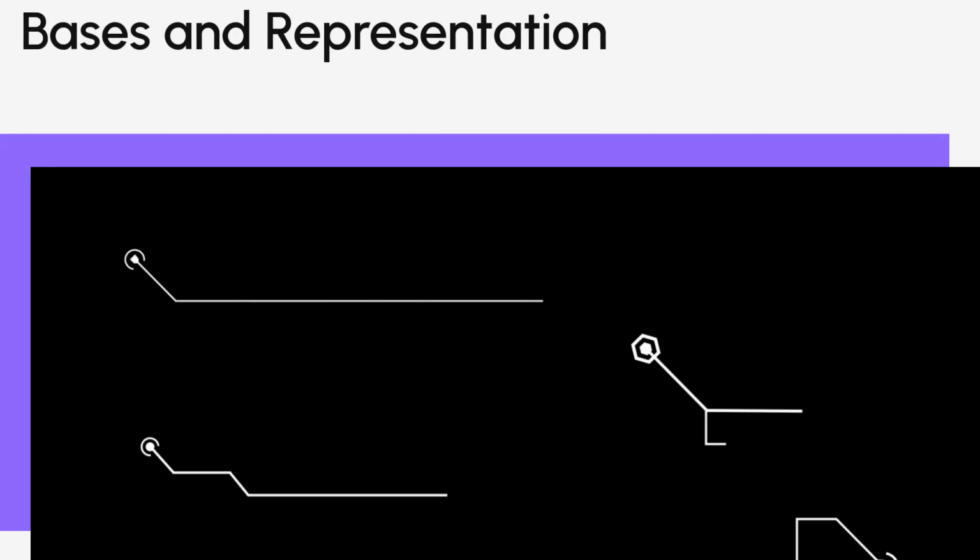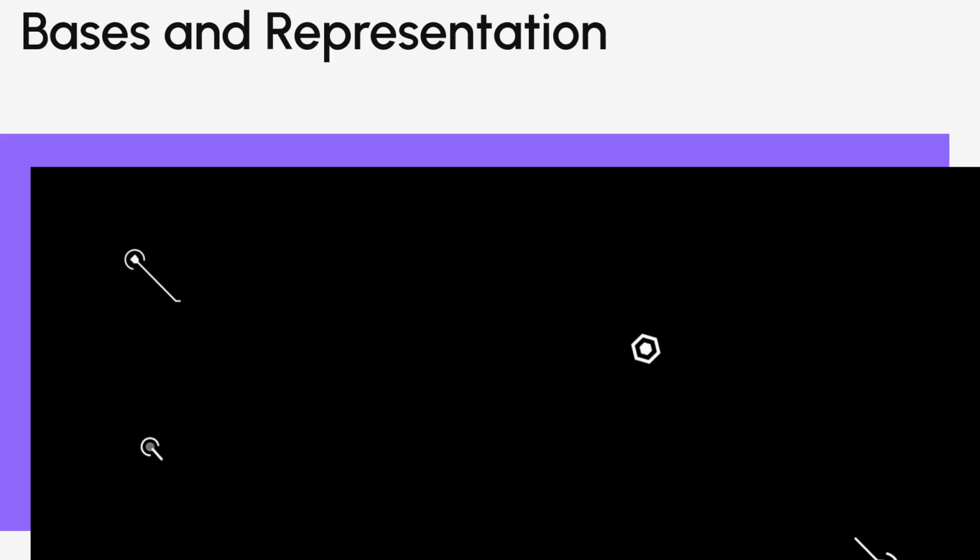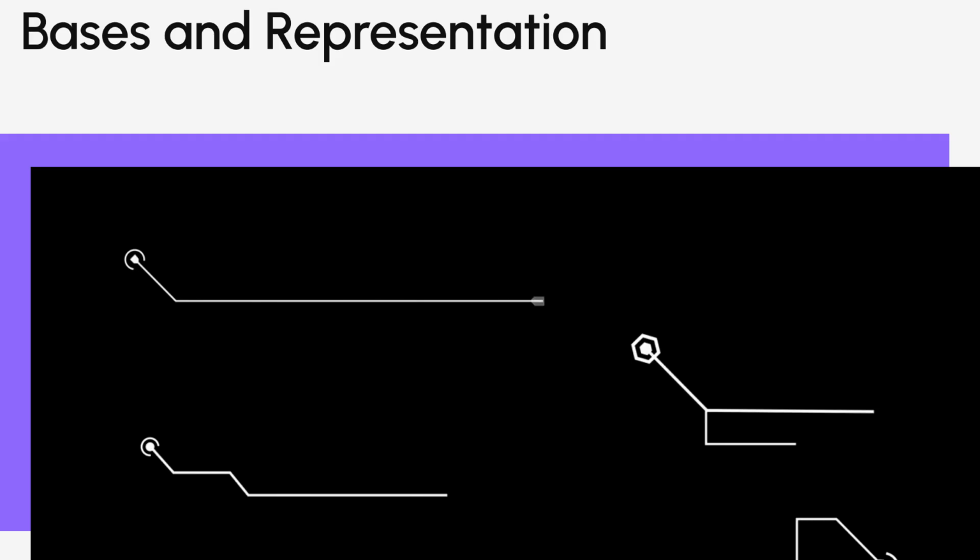Bases and representation include base 16, base 10, and base 2. These numeral systems are fundamental to how humans and machines represent and process numbers. Base 10 decimal is the most familiar, used in everyday arithmetic. Base 2, binary, is the foundation of digital systems, while base 16, hexadecimal, is often used in computing as a compact way to represent binary values.